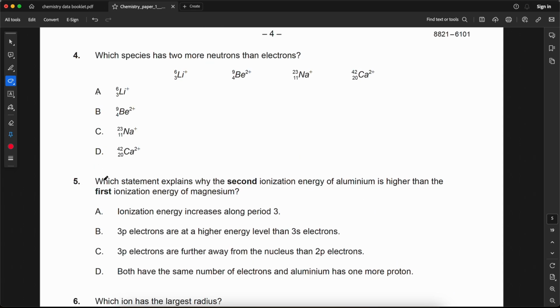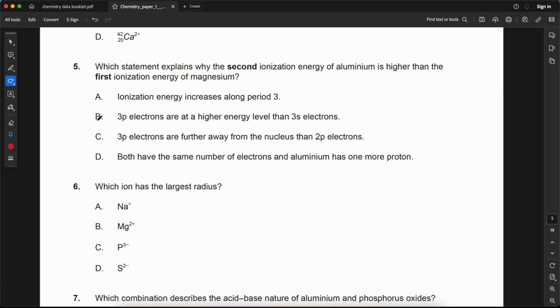Which species has 2 more neutrons than electrons? Here proton 3, electron 2, neutron 3. Here proton 4, electron 2, neutron 5. Here proton 11, electron 10, neutron 12. Here proton 20, electron 18, neutron 20. So this one has 2 more neutrons than electrons.